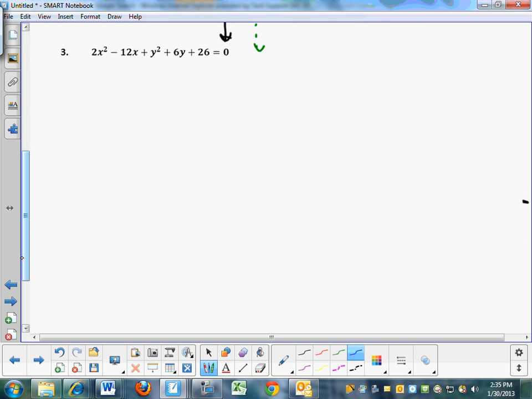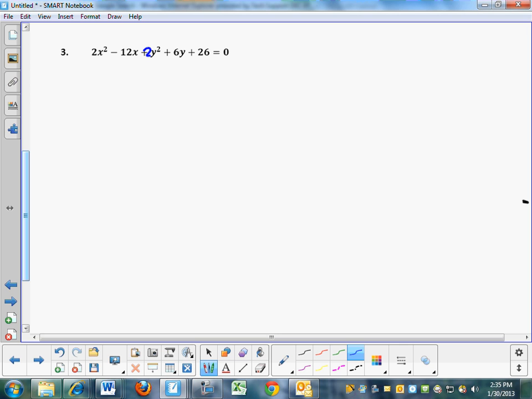Okay, last problem. What's that equation represent? I said the one we haven't done yet. How can you confirm, Bailey, that it's an ellipse? x squared and y squared are both positive. So it's most likely an ellipse. It could be a circle.